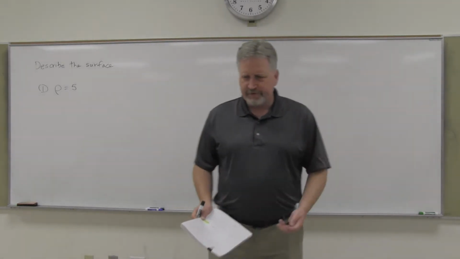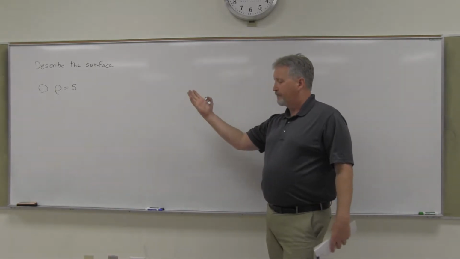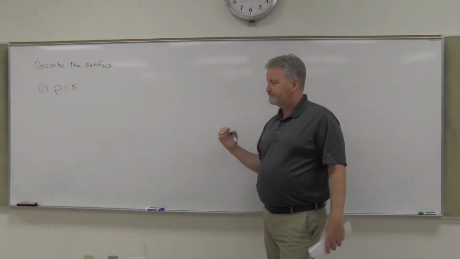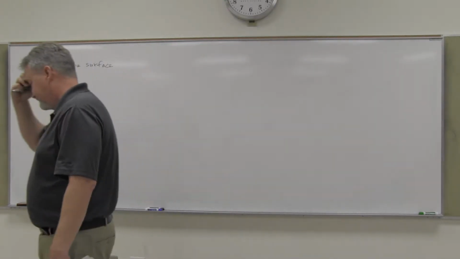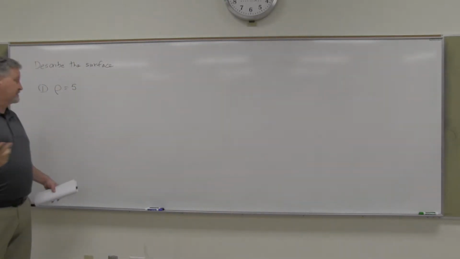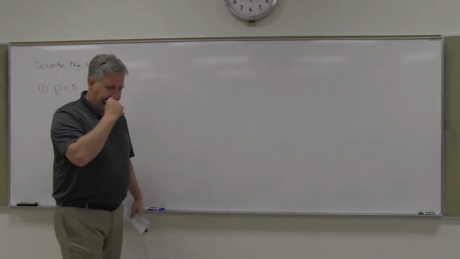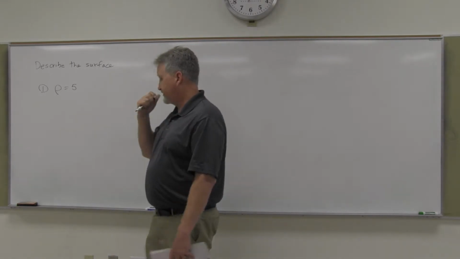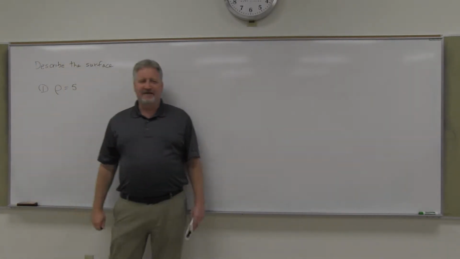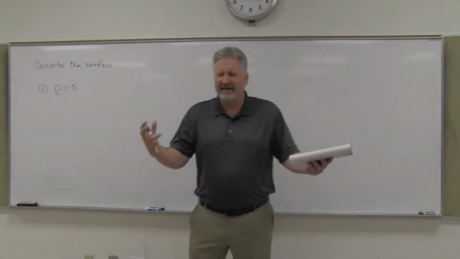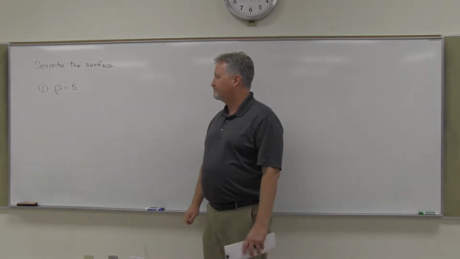So in this chapter, we are talking about spherical coordinates. What I've got here is just a simple equation, rho equals 5. They're going to want you to describe these surfaces, so you just have to get used to them, I guess. One reason for that.